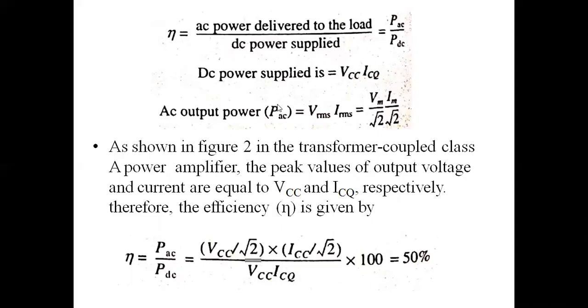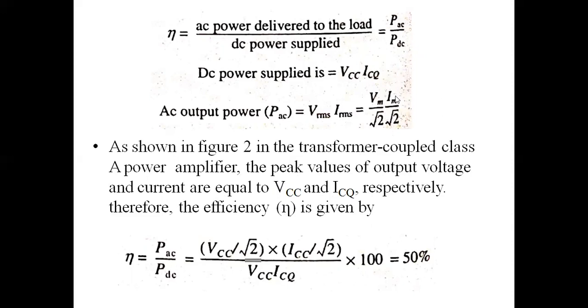The AC output power is VRMS into IRMS, where VRMS is VM by root 2 and IRMS is IM by root 2. For the transformer coupled class A power amplifier, the peak values of the output voltage and current are equal to VCC and ICQ respectively. Therefore, the efficiency is given by PAC divided by PDC.